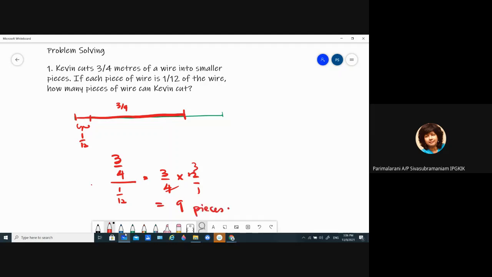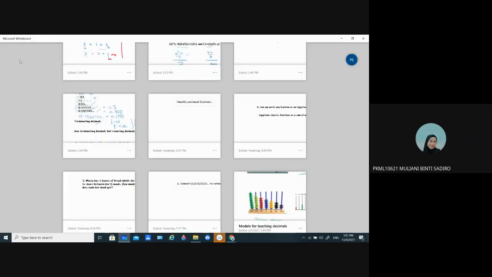Okay, so what concept is involved here? Anybody? What concept is involved here that you just learned? What do you call this? Complex fractions. Yes, complex fractions. So this problem solving question involves complex fractions. Okay, it's quite a regular routine problem. Okay, number 2.